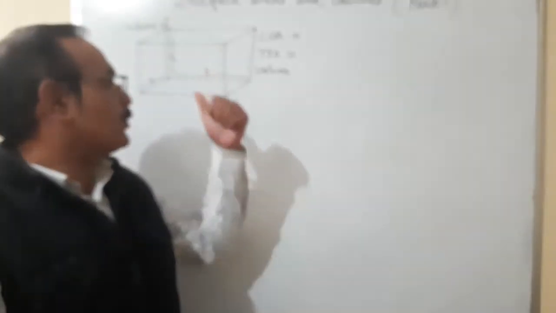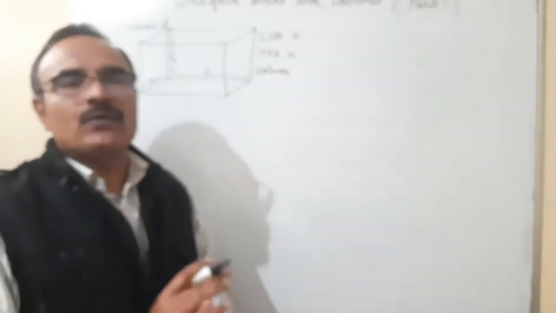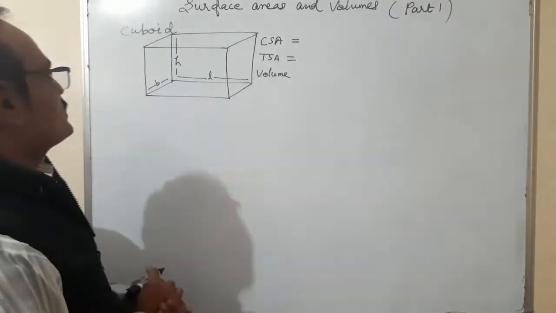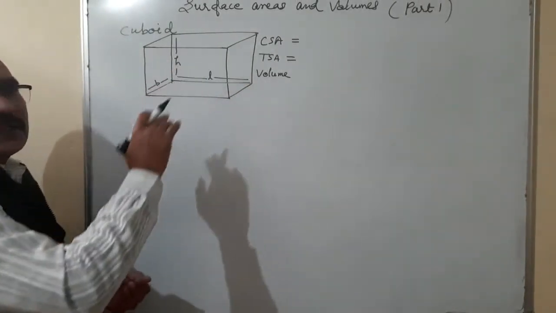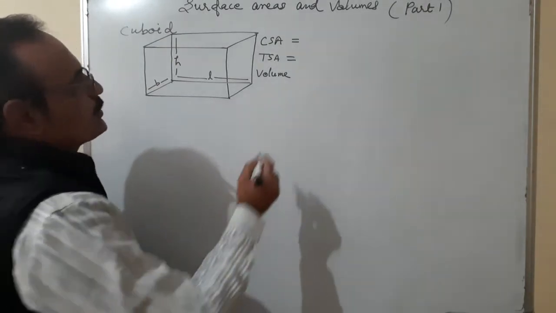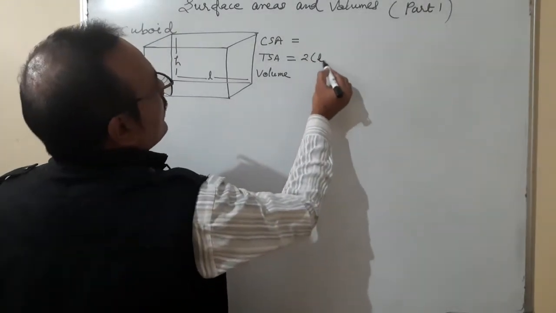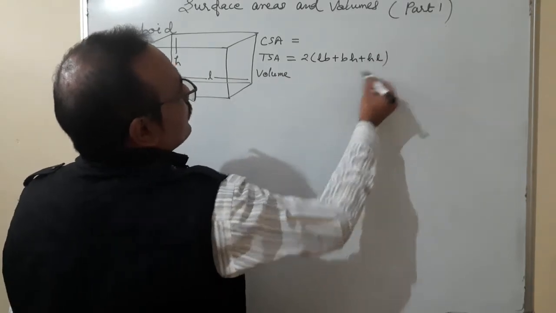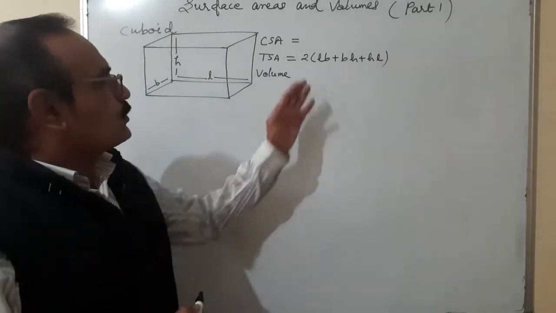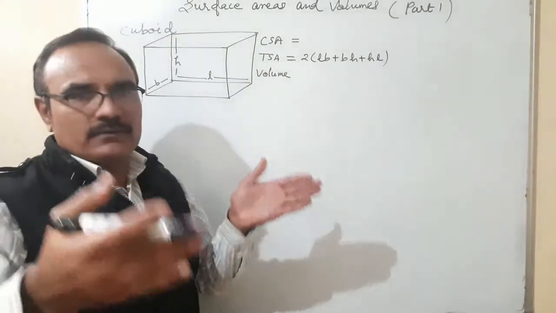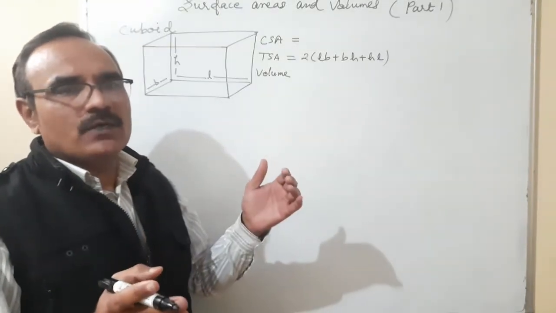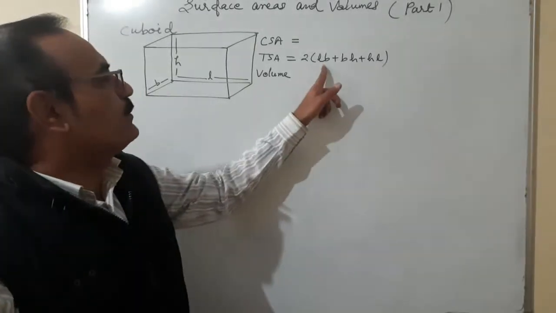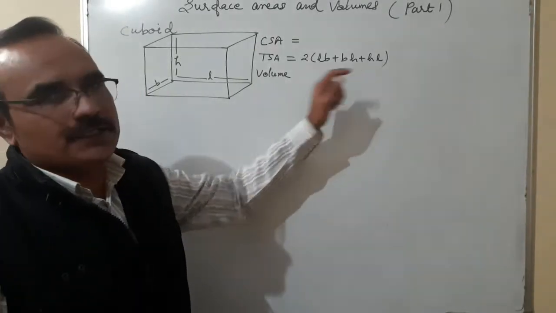This is a cuboid which has 6 rectangular faces, and the area of rectangle is equal to length into breadth. So you see that length into breadth, length into breadth, and 3 pairs are the same. Total 6 faces are there, out of 6 the 2 faces are same. So the formula is 2LB plus 2BH plus 2HL.